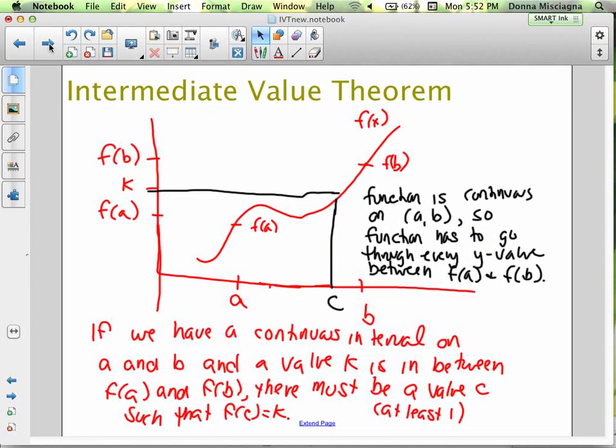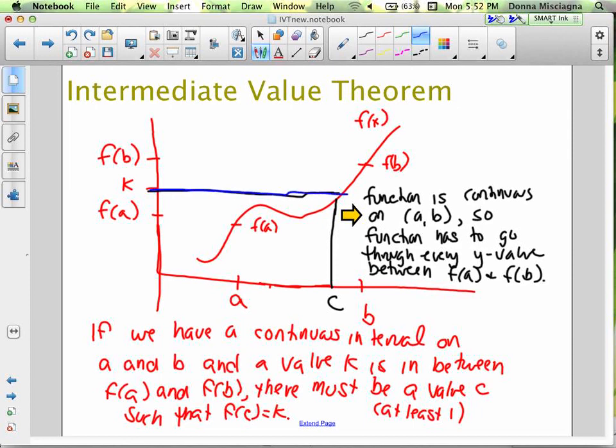All right, here's another example. Hey, I don't have my little arrow here. Here it is, to point the way. If we have a function continuous on a and b, and a value k is in between f of a and f of b, there must be a value c such that f of c equals k, at least one. So here, my function is continuous on a and b. So the function has to go through every y value between f of a and f of b. And so here's k.